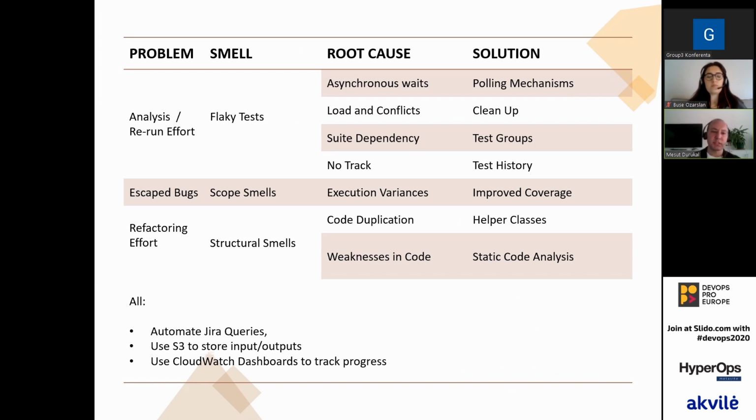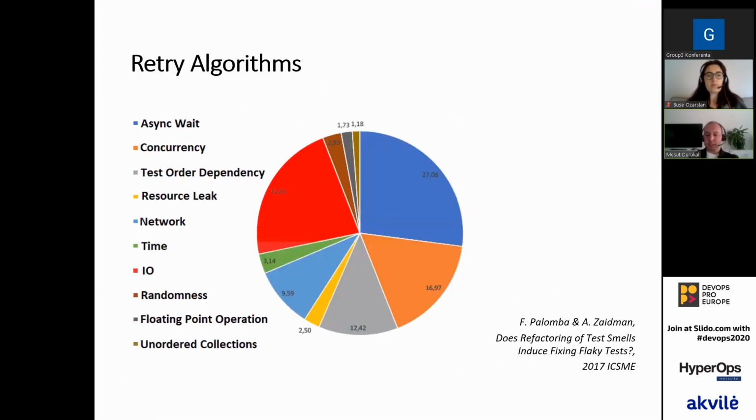So I will start with the first one, the flaky tests. When we investigate the root causes of flaky tests, we found that asynchronous waits are the most probable cause for that. And we can see a graph on the slide which supports our claim. It is performed by some scientists in the literature. And an asynchronous wait is a request which does not wait for the response properly.